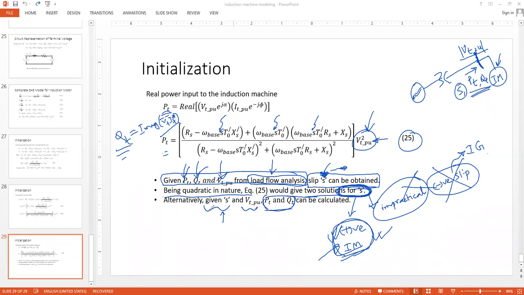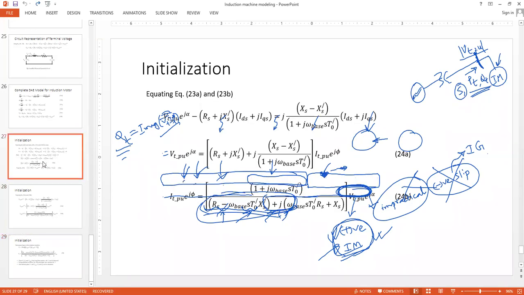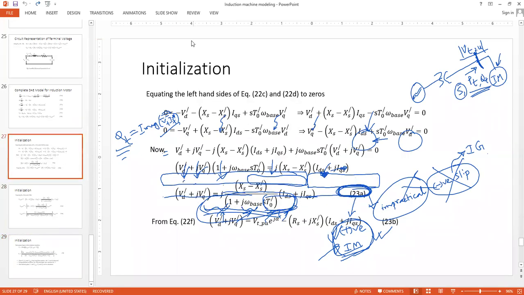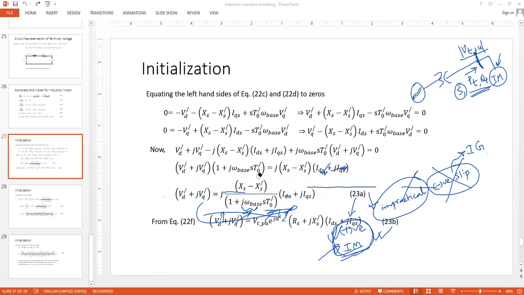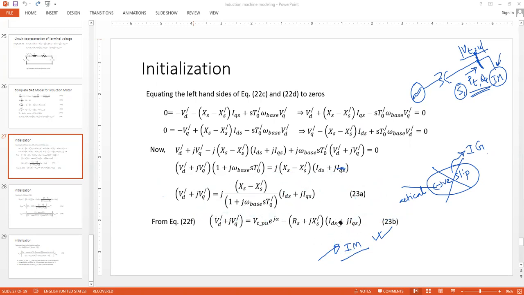So once you calculate these four things, VT, S, PT, and QT, the remaining variables would automatically be calculated. The remaining quantities here could be automatically calculated. So you see, once you get IDS and IQS, you can calculate VD dash and VQ dash. If you know S, IDS and IQS, then you should be able to calculate VD dash and VQ dash and so on. So this is how you can come up with the initial value solution for your induction machine modeling.